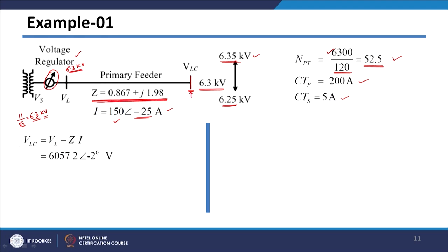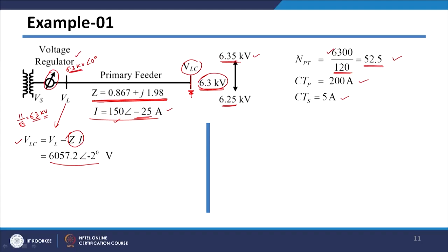So, I can write the voltage VLC here as the voltage VL minus ZI, which is the drop happening across the feeder. VL is known, with reference angle 0, and then the impedance drop Z multiplied by I gives the voltage VLC at the end. So, you can see that when the regulator is not there or is on the normal tap position, I am getting a lesser voltage at this end. However, I want to regulate this voltage to 6.3 kV.